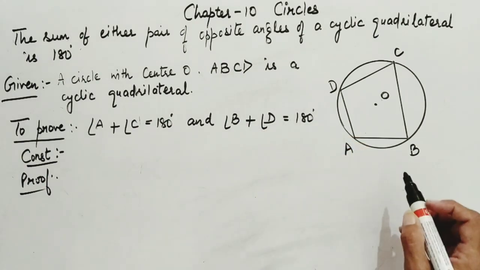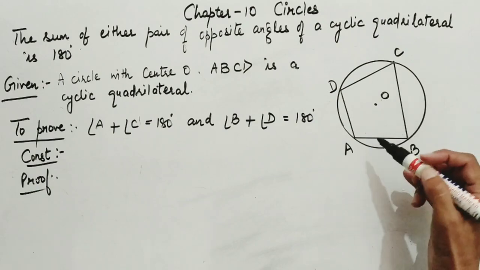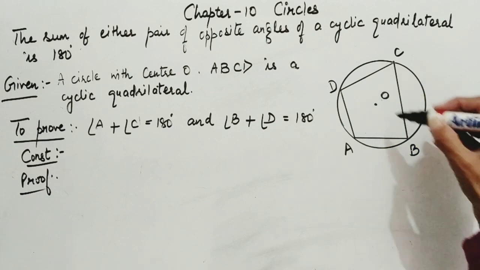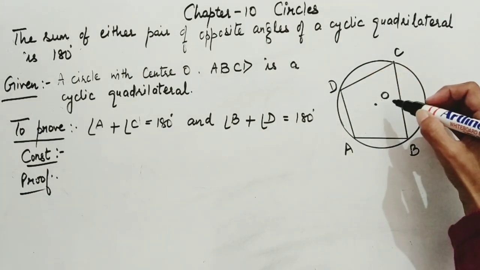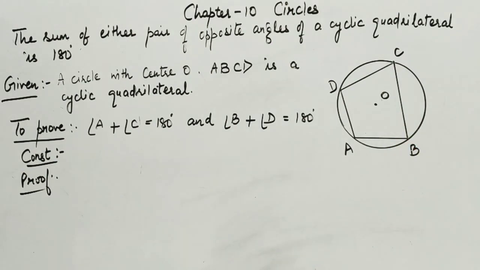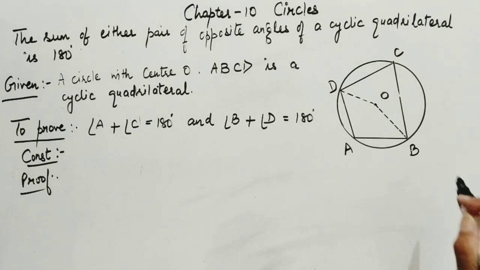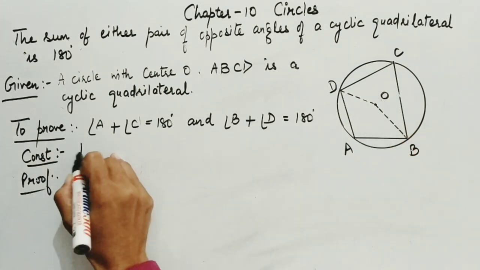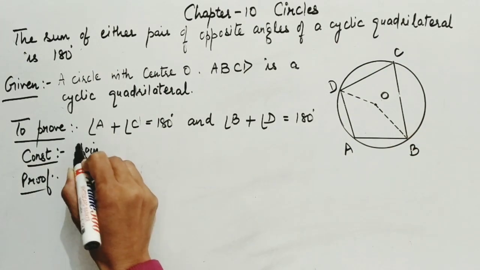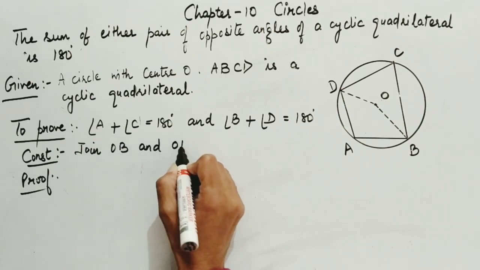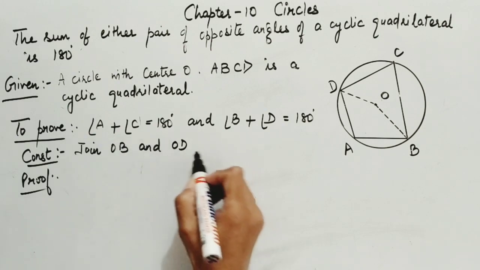So we would have a construction, and that construction is, if I want to prove for A and C, I would connect OB and OD, and then the concept that central angle is double the inscribed angle would be applied. So observe the figure, OB and OD are connected. We are proving the first case first of all.